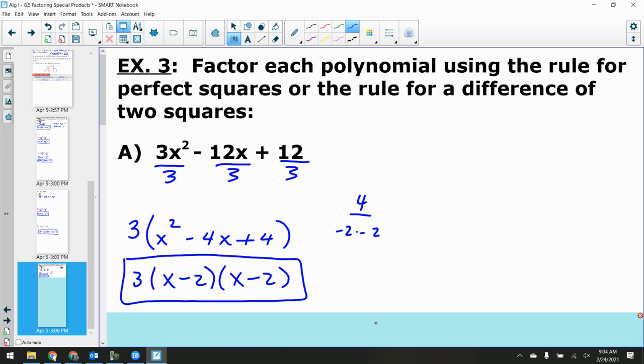Don't lose track of that GCF that we pulled out at the very beginning. That's a very common thing to do. You pull out that GCF and it just kind of floats into nowhere.